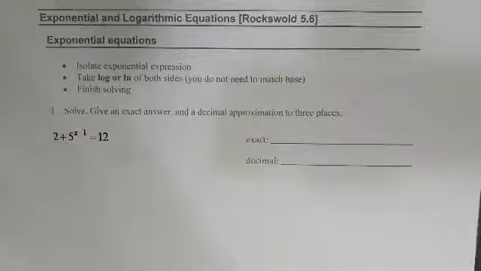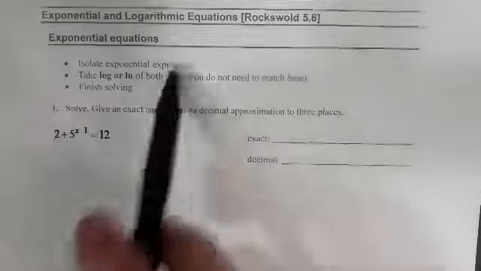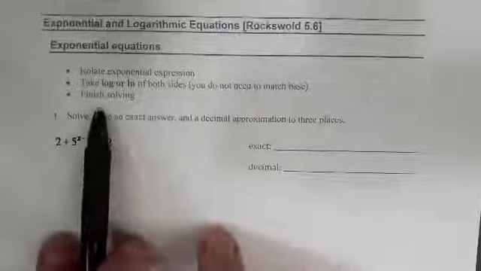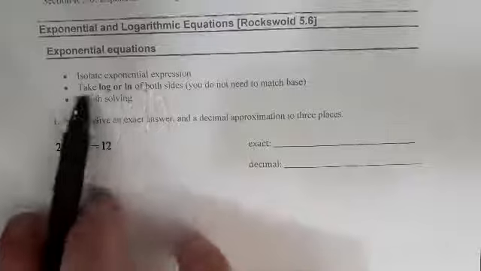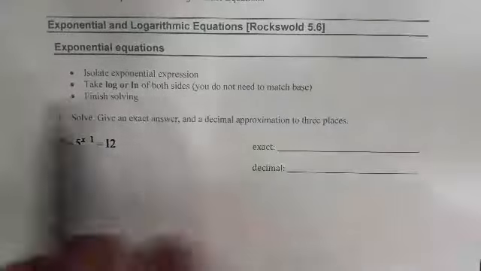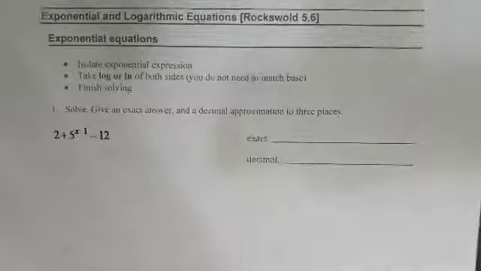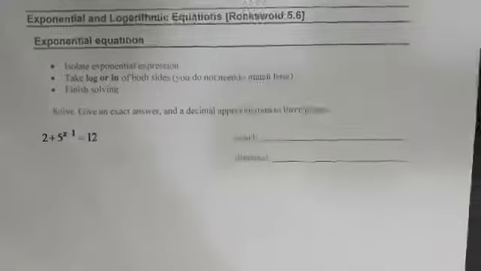The first one is to isolate the exponential expression. Then we want to take the log or ln on both sides. This is if we have an exponential. And then we're going to finish solving. If we want to solve a log, we're going to isolate the log, and then we're going to exponentiate both sides, and then we're going to finish solving. So basically vice versa if you're solving a log.